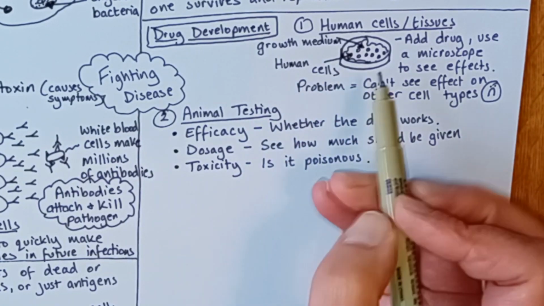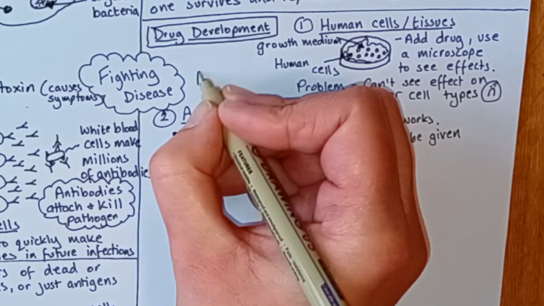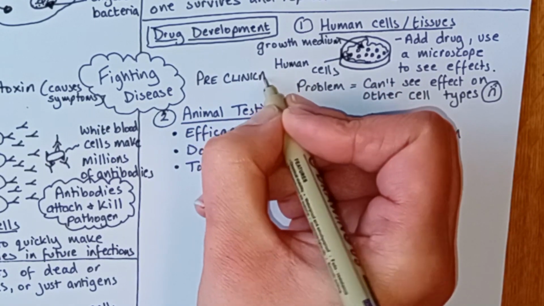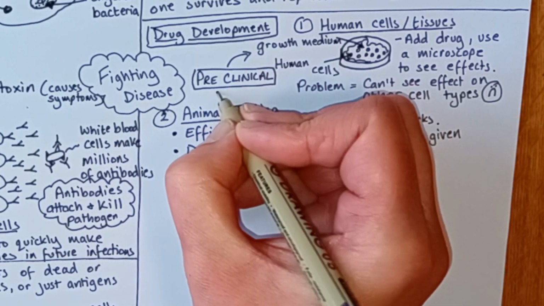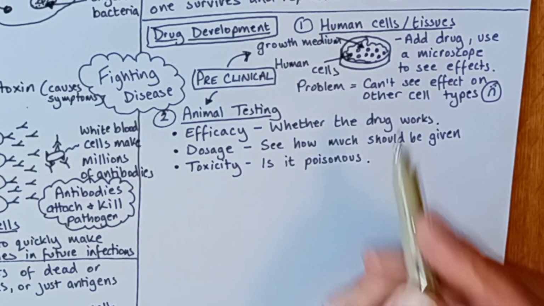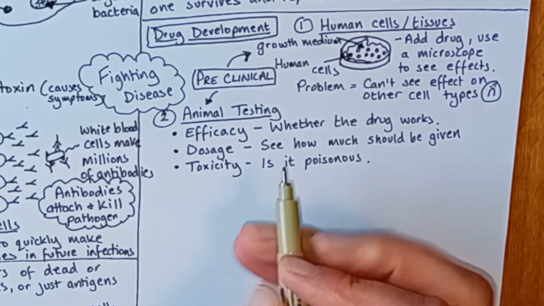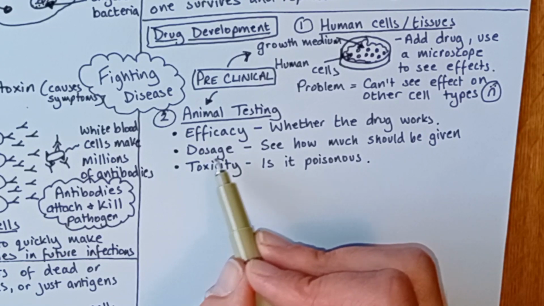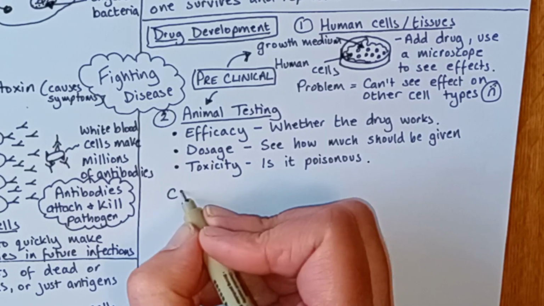Now, because both human cells in a jar and animal testing aren't on humans, we call it preclinical. So both of these are preclinical drug trials. Human cells first, then on animals. If we've tested on 2 different types of animal and we found it safe and we think it's going to work, then we will go into clinical trials.